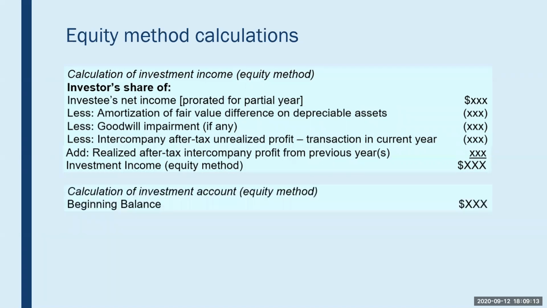Next, if we were to take a look at the investment account under the equity method, it's a simple continuity schedule where you start with the beginning balance of the investment account, assuming it was calculated under the equity method, add the investment income for the current year as calculated under the equity method, basically the calculation that we looked at above.